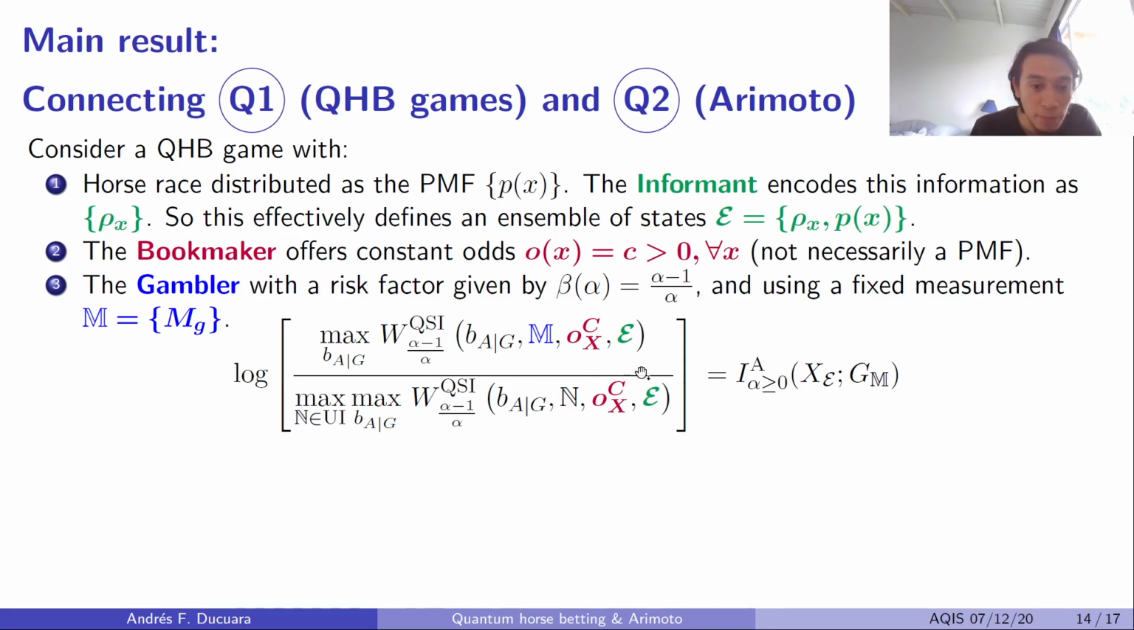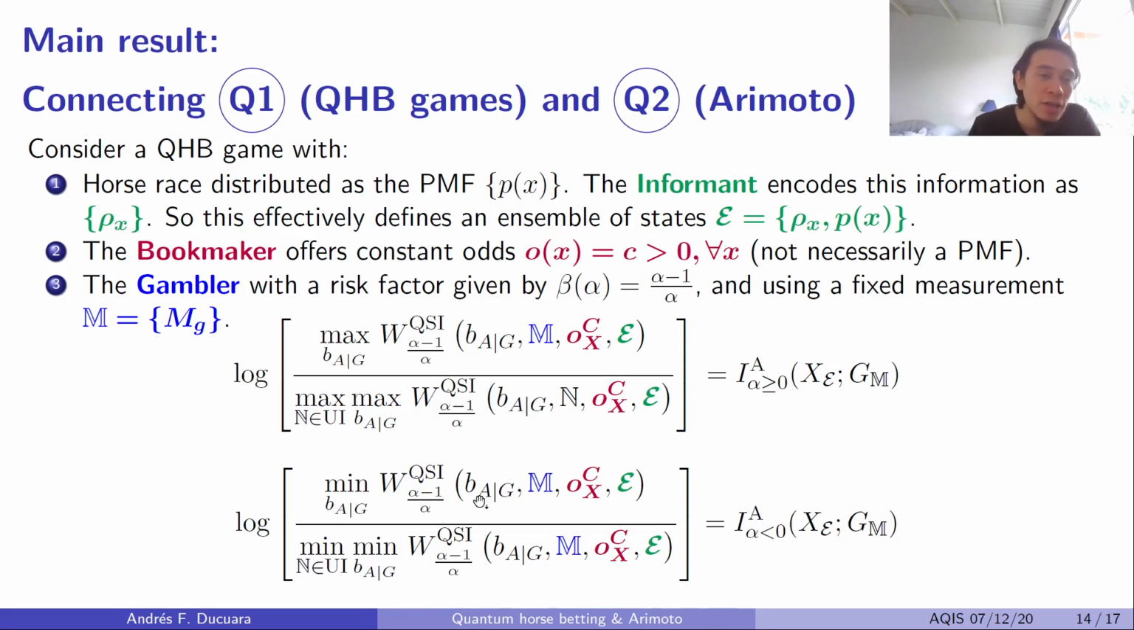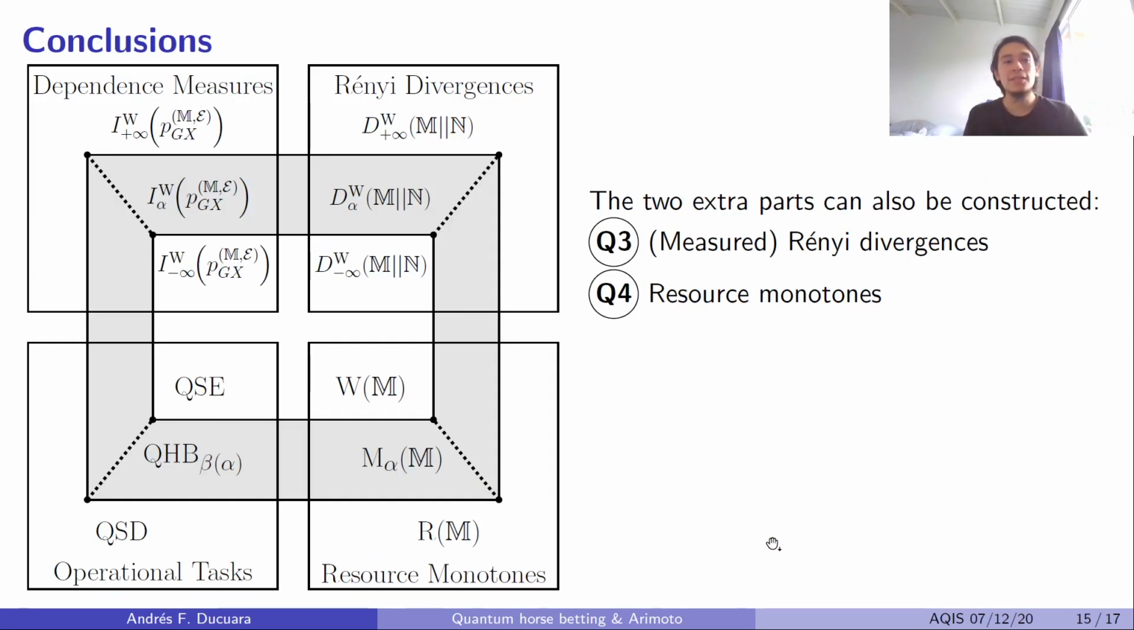Here, we are playing horse discrimination, and this specifies alpha being greater or equal than 0. And we can do something similar when playing a variant of horse discrimination, which we call horse exclusion, and that is going to be characterized by Arimoto's measure, but now with negative values of alpha. So that is our main result. And then, therefore, we can now answer this question here and say, well, this operational task is quantum horse betting. And here, we have now Arimoto's measure of dependence.